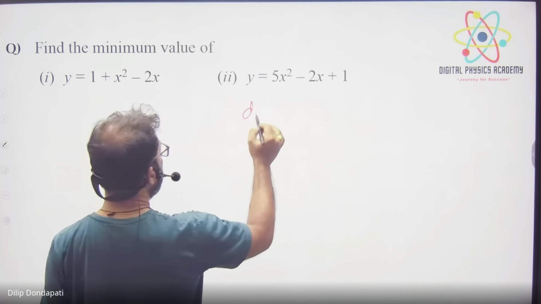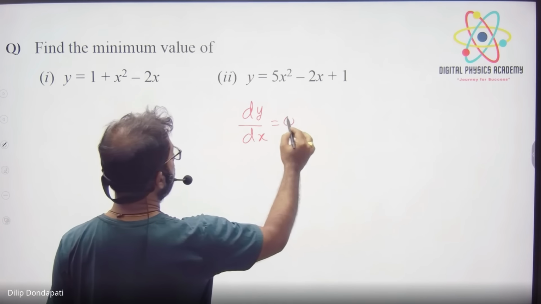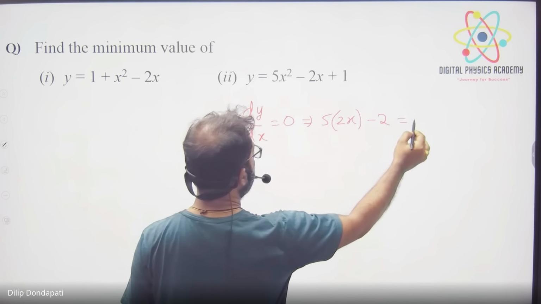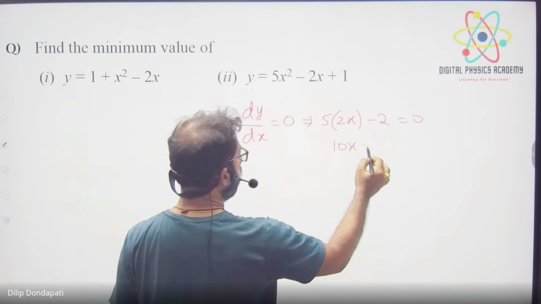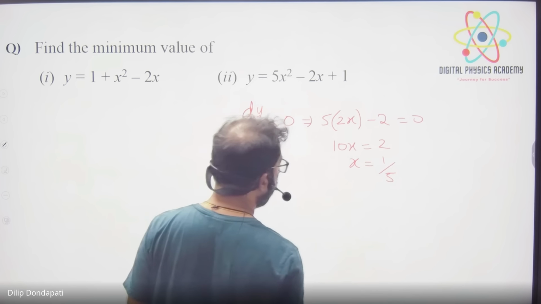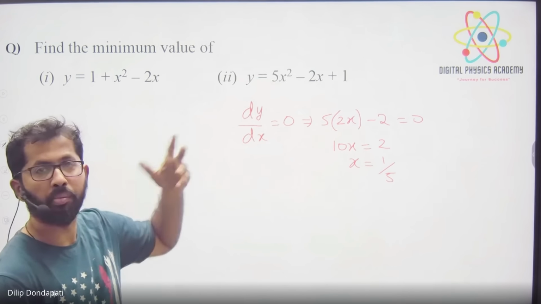So put dy by dx equal to 0. 5 will be coming outside, 10x minus 2, right? So 10x equals 2. x equals how much? 1 by 5. Now, that's what I said, right? We have to substitute this value here to get the minimum point.